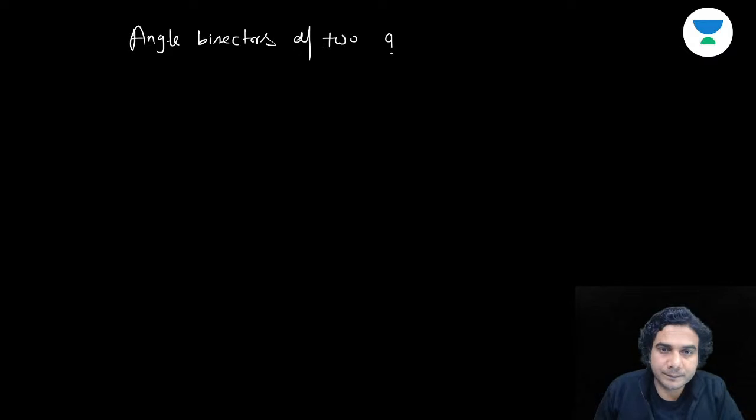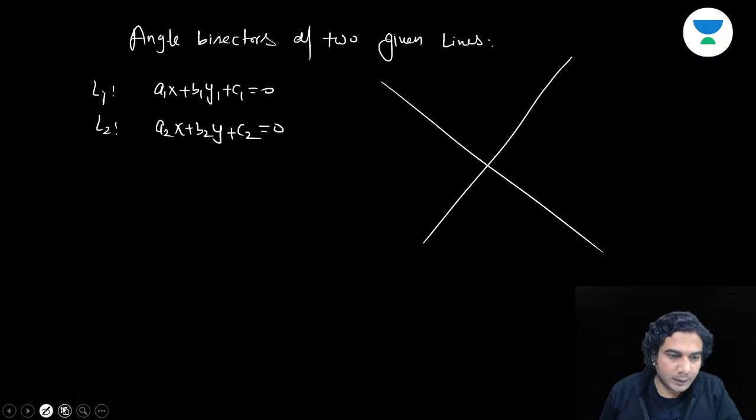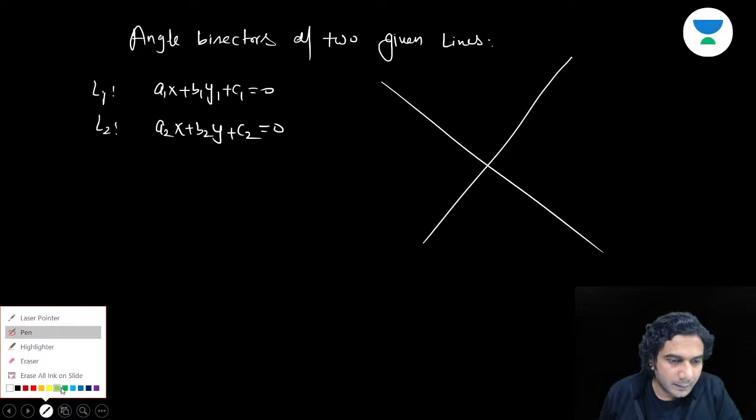Now let's do it. So angle bisectors of two given lines. Suppose line L1 is A1x plus B1y plus C1 is equal to 0, and line L2 is A2x plus B2y plus C2 is equal to 0. These two lines are given and we need to find the equation of their angle bisector.